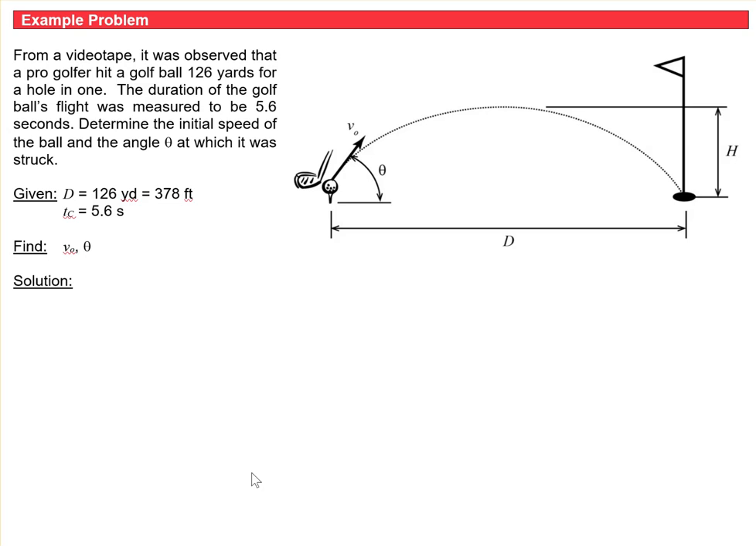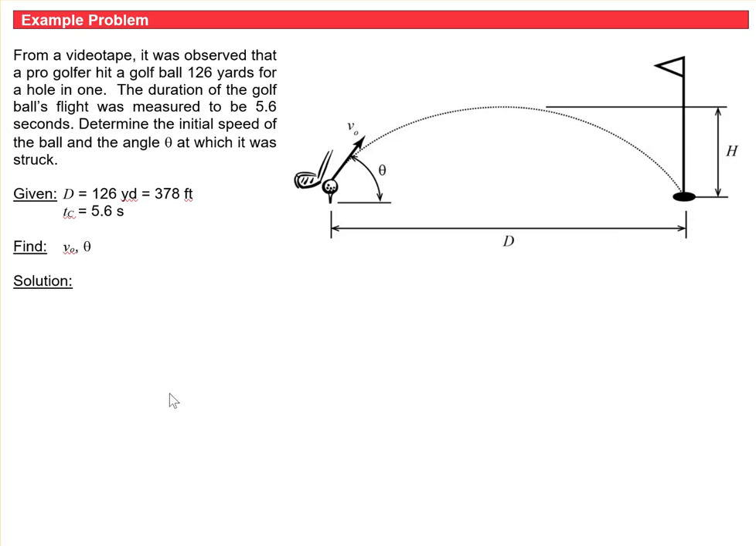Alright, so this is a projectile problem, because once the golfer hits the golf ball, it's flying through the air without any additional force added to it. The only forces acting on it would be the weight force. We're going to neglect air resistance in this case. So what we have is the golf ball travels a distance of 126 yards, and it takes 5.6 seconds.